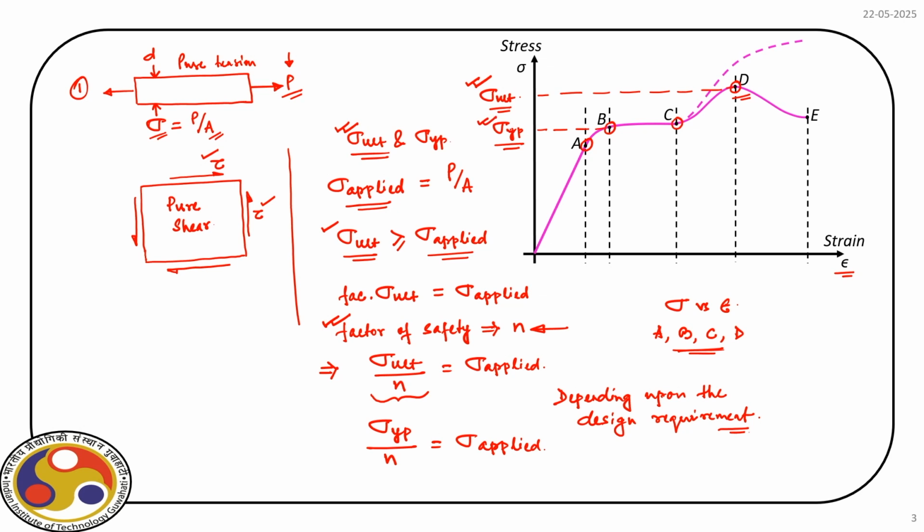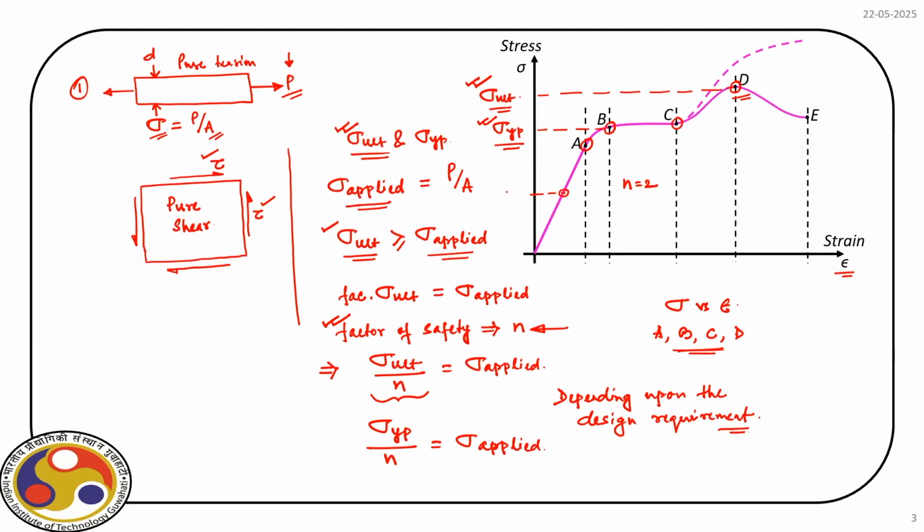For example, if we take this, say yield point is my reference point based on which we will design. So, what we will do, say a factor of safety of 2. So, if we consider a factor of safety n equal to 2, that means this sigma yp divided by 2 is somewhere here, which is basically the point up to which we will stress the structure. So, this is our sigma d, this is the stress level we are going to design based on this factor of safety, right.